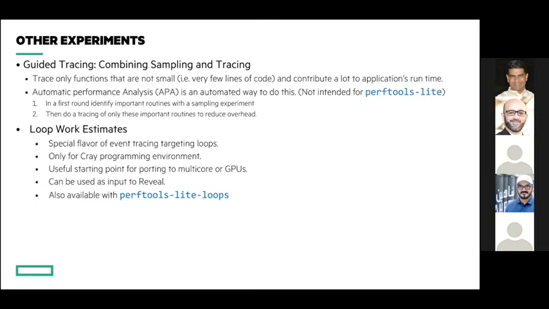It's not available per se in the beginner interface, but you can have a look at it also in this slide deck later on for the advanced PERFTOOLS interface. Then also interesting is so-called loop work estimates, which is essentially a tracing experiment, but it focuses on loops only. And as we will see later on, this is a very interesting starting point if you want to port to GPUs or just to OpenMP, shared memory parallelism and so on. And this is actually available in the beginner's interface.